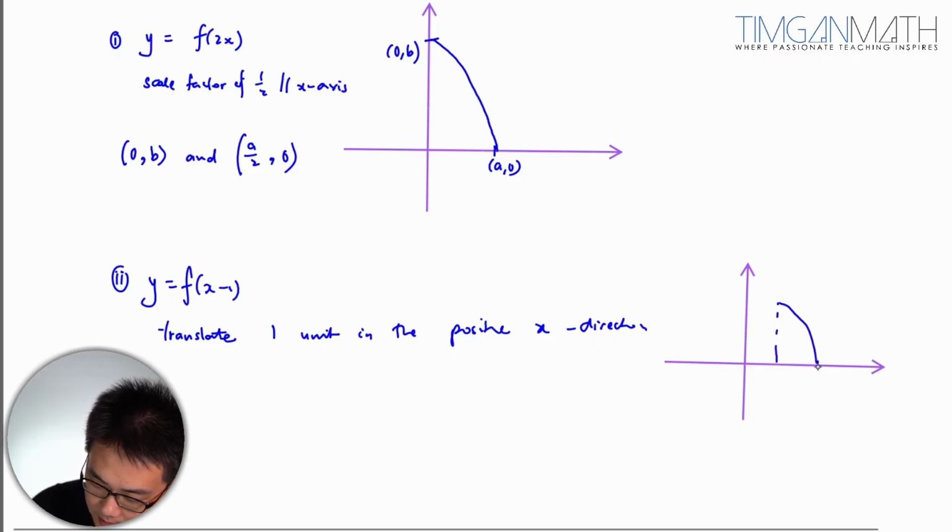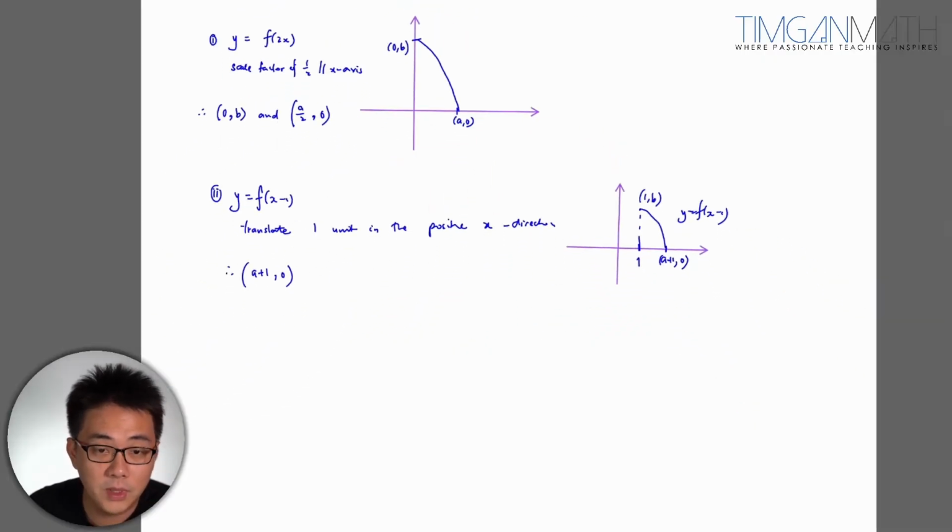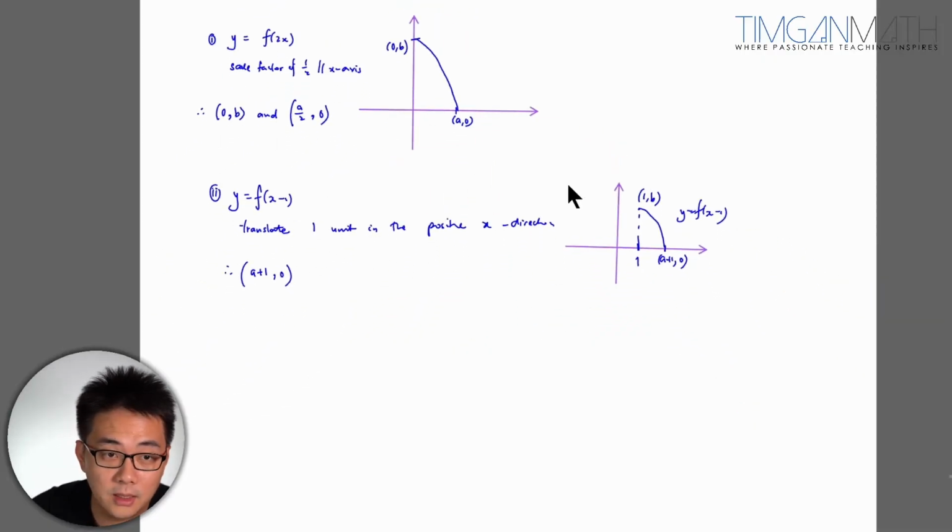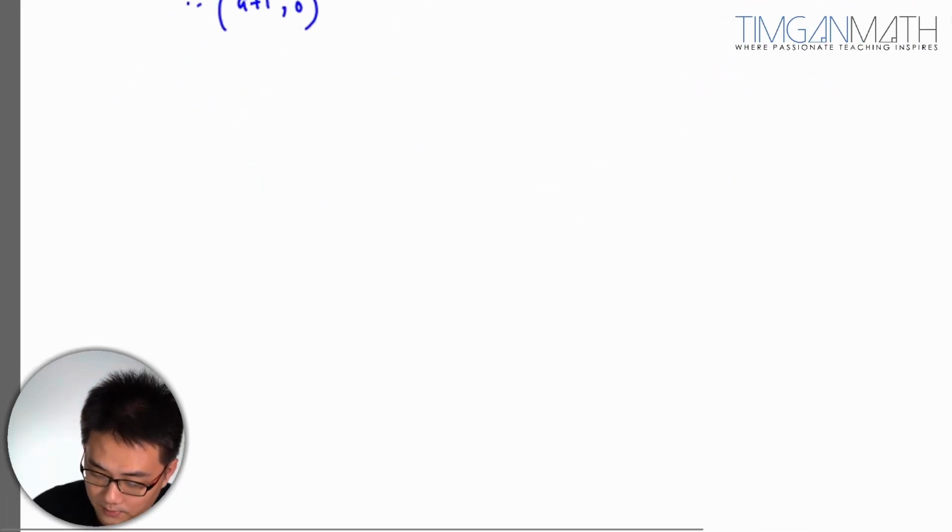So this part here will just be (a plus 1, 0), and this will just be (1, b), which we do not know, but this will be our y equals f(x minus 1). So in other words, the coordinates we are looking at is actually just (a plus 1, 0), because if it's possible, then write down the coordinates which cut the axis. All right, that's one. Then after which, for the third one, we have got part 3.